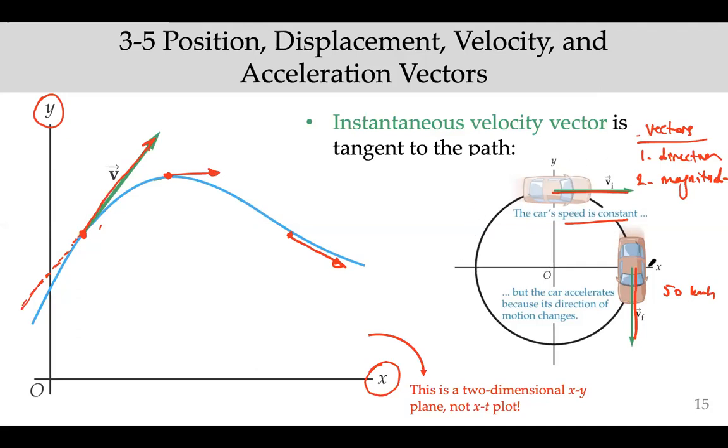But because it's going in circles, the direction of the velocity is changing. At this point, again, the tangent is like this. At this point, it's down. At this point, it's this direction. So because the direction is changing, the velocity is also changing. And again, it's the tangent to the curve.